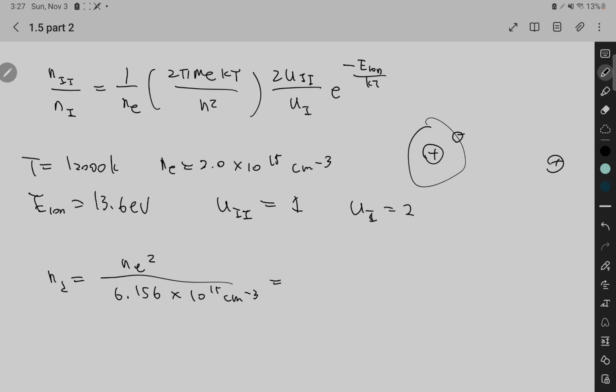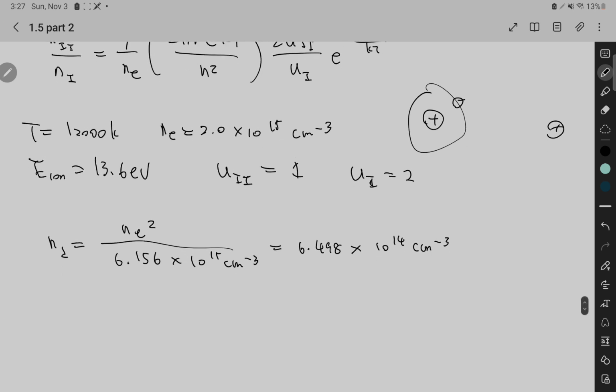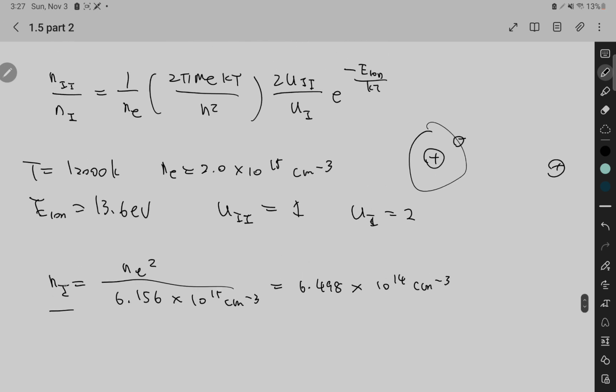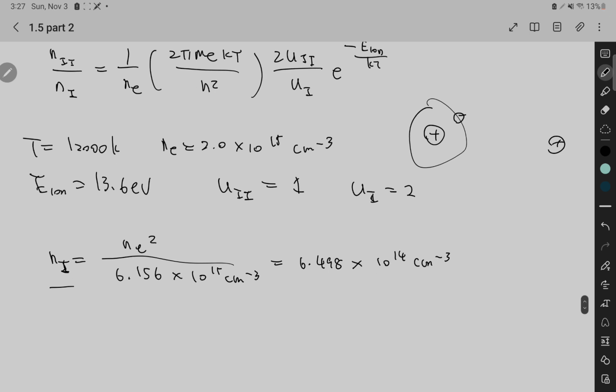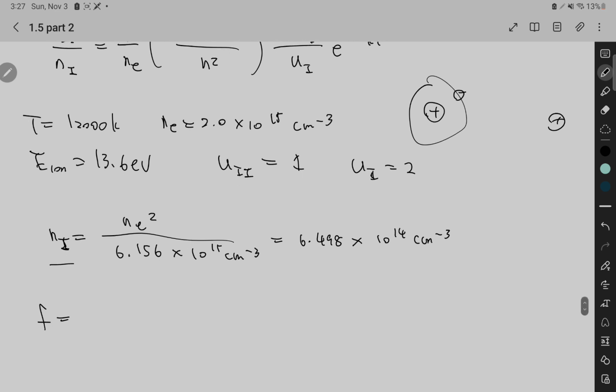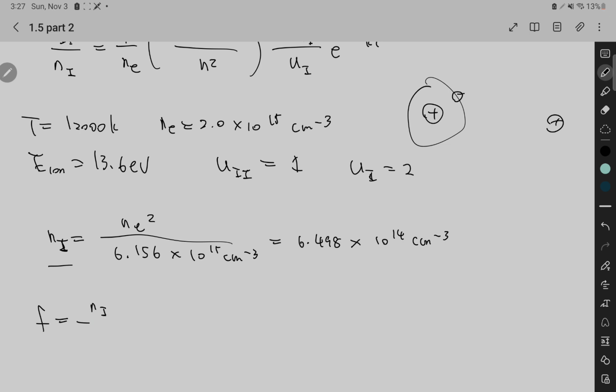And this is going to be 6.498 times 10 to the power of 14 centimeter to the negative 3. So this is actually going to give us the value for N_I, so the number of neutral hydrogen. So if we want to find the fraction of neutral hydrogen, we can use the following formula, which is the fraction formula. It tells us that you have N1 over N1 plus N2.